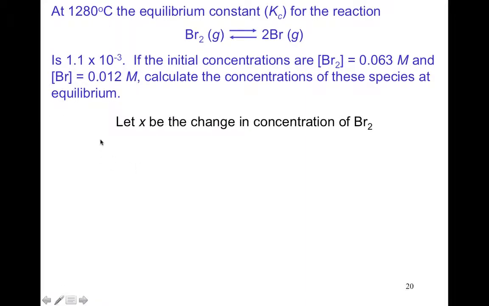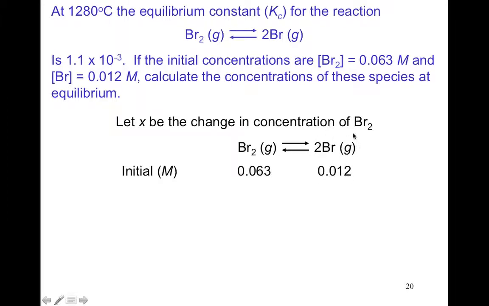So the way you do this is you set up ICE, initial, change, and then equilibrium. So we're going to say X in our little formula we're going to set up is going to be the change in concentration of bromine. And so here's our equation again. So our initial concentrations are 0.063 for bromine and 0.012 for our product bromine. Now our change is we are losing 1 mole of bromine on the reactant side, so we're going to say that's minus X. And here we're gaining 2 moles of bromine, so the change there would be a plus 2X.